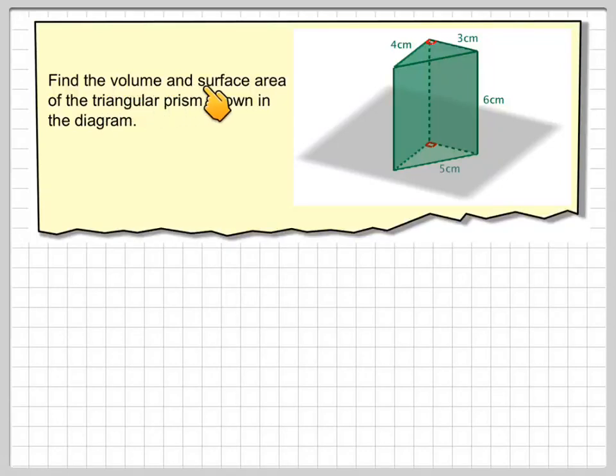Find the volume and the surface area of the triangular prism shown in this diagram. So we've got a triangular prism. This is the triangle here. This is the height, and of course the same triangle at the top. Now we're going to look at this using a GeoGebra applet.